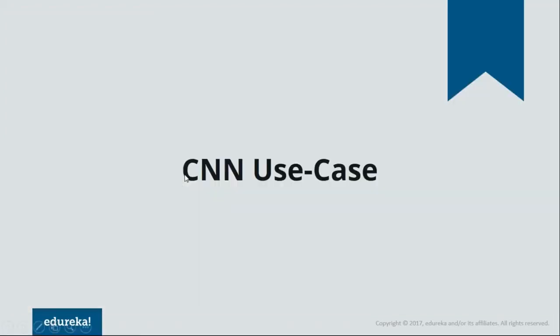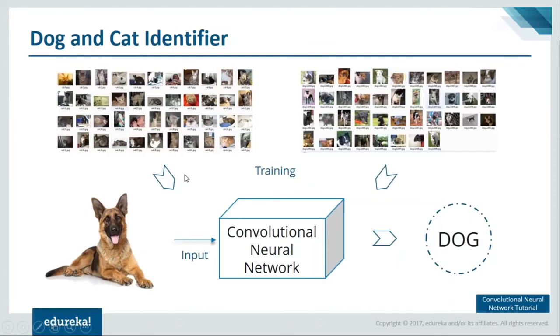Alright, so now let us move towards our use case. So this is our use case, guys. Over here, we are going to train our model on different types of dogs and cat images. And once the training is done, we are going to provide it an input and it will classify whether the input is of a dog or a cat.